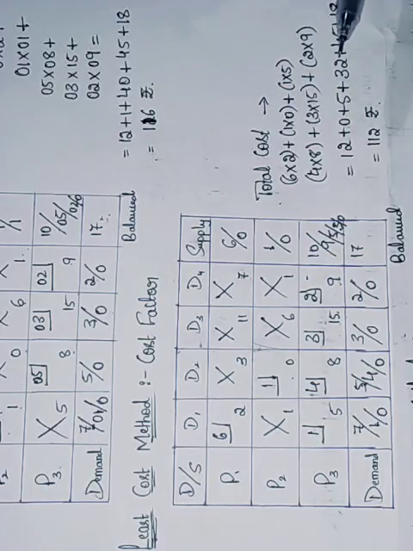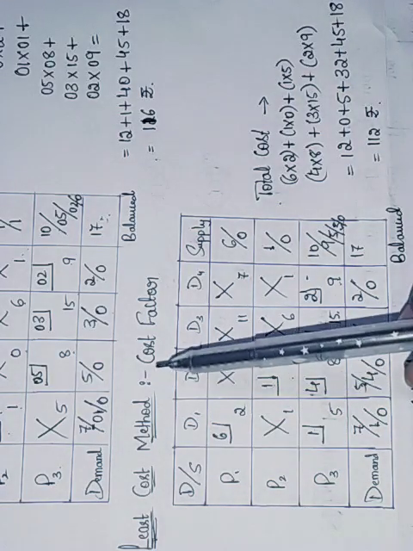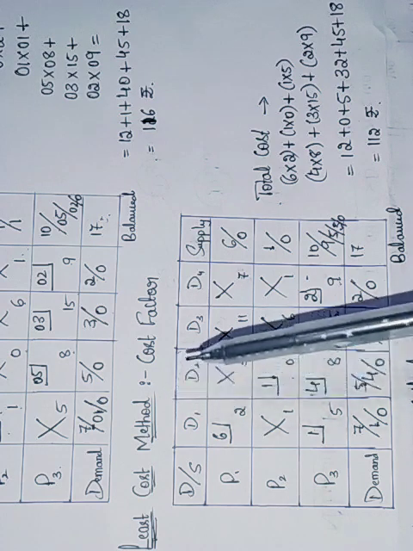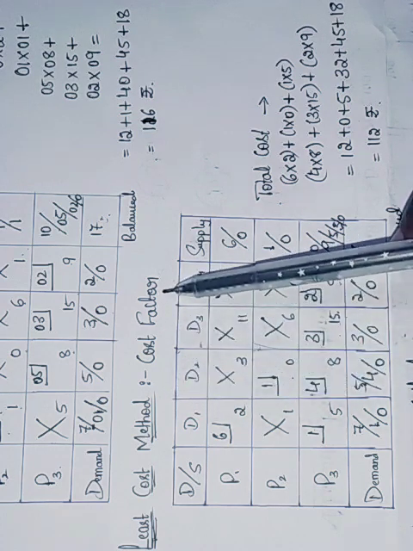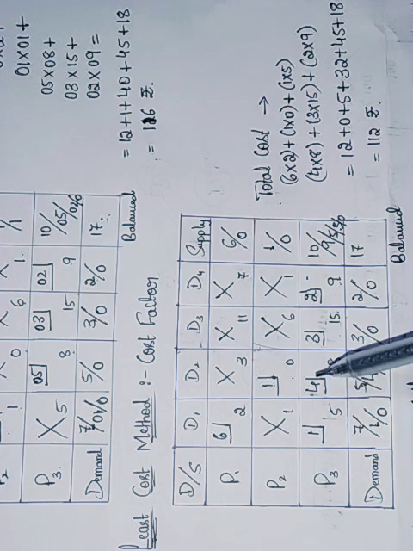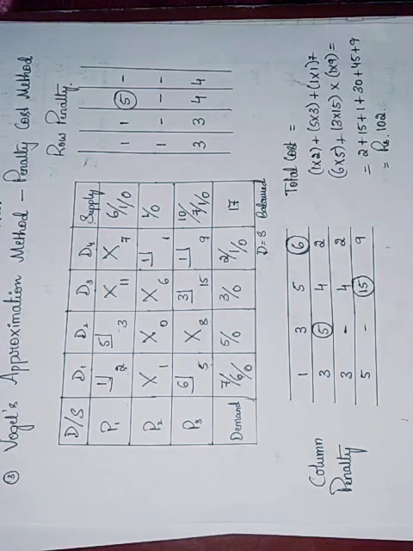Coming to the next method, that is the least cost method. In the least cost method, importance was given to the cost factor. That means the first allocation was made to the cell which has the lowest cost. And the third method was Vogel's approximation method.